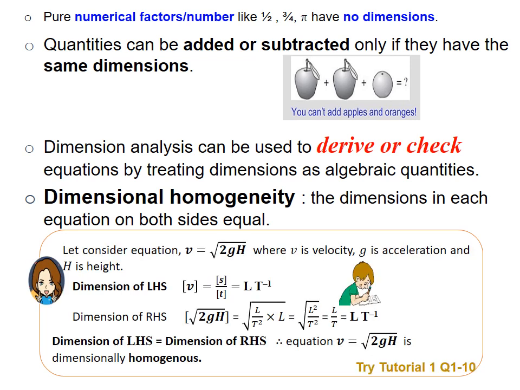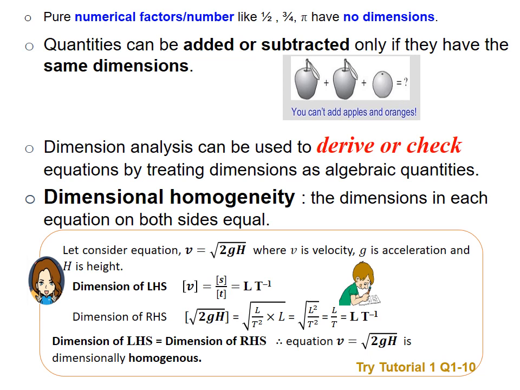So for example, we have an equation v equal to square root 2gh, where v is a velocity, g is an acceleration, and h is a height. So dimension of left hand side is v. V is a velocity. So displacement over time, displacement is considered as L, time is T. So we have LT negative 1.